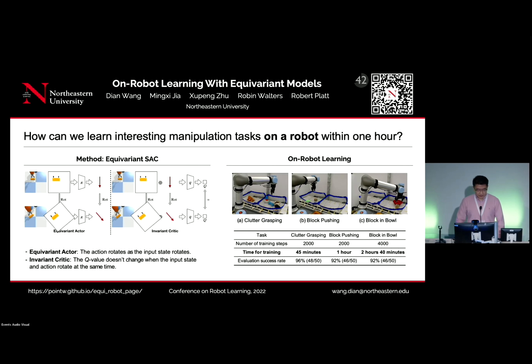The method includes an Equivariant actor function and an invariant critic function. The Equivariant actor function's output will rotate as the state rotates. The invariant critic output Q value will not change when the input state and action rotate at the same time. The resulting method can automatically generalize to all of the rotated versions of the same state so that sample efficiency is dramatically improved. We show that our method can learn manipulation skills completely on a physical system within 1 or 2 hours.